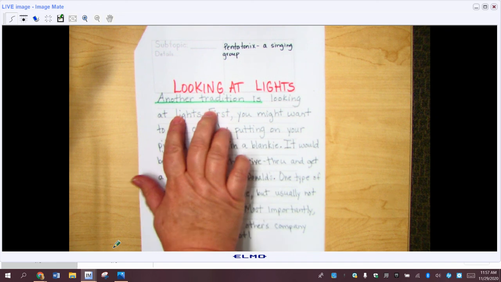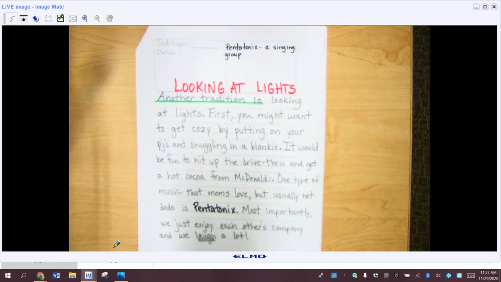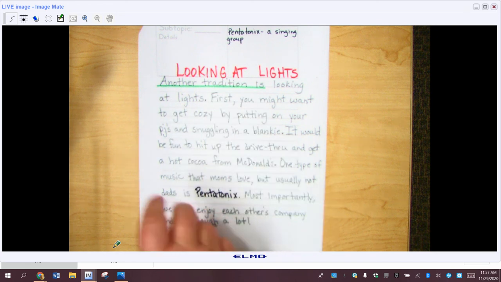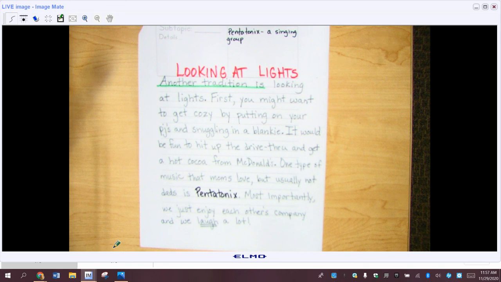So you do that first, then you go back, put all your other details in, and then turn it into something that is informing your reader about that little topic. Don't forget, just like last time, take a picture of your web and take a picture of your writing and make sure you upload it to Seesaw.